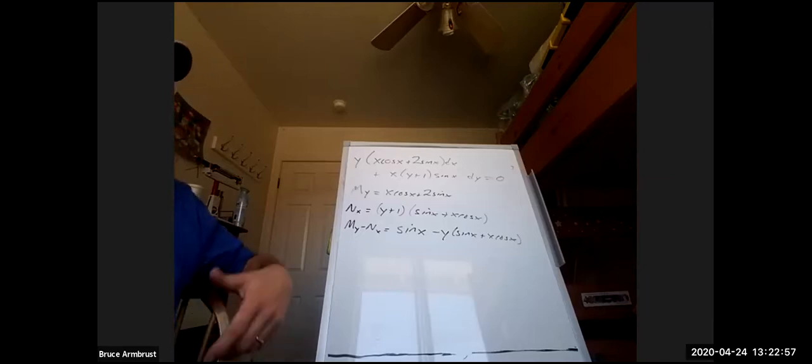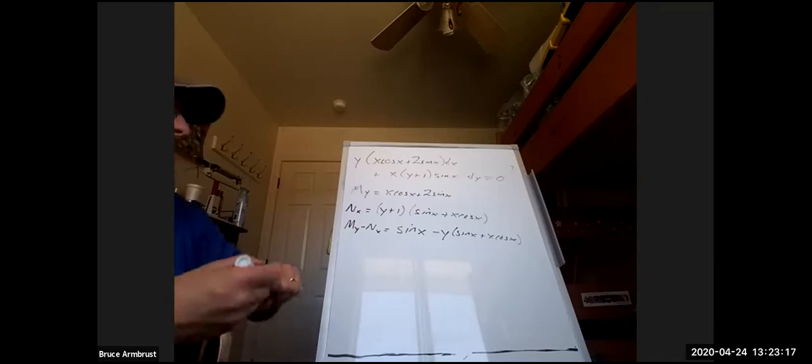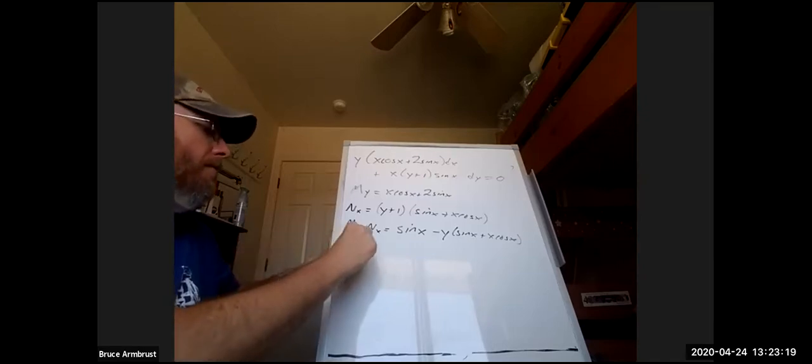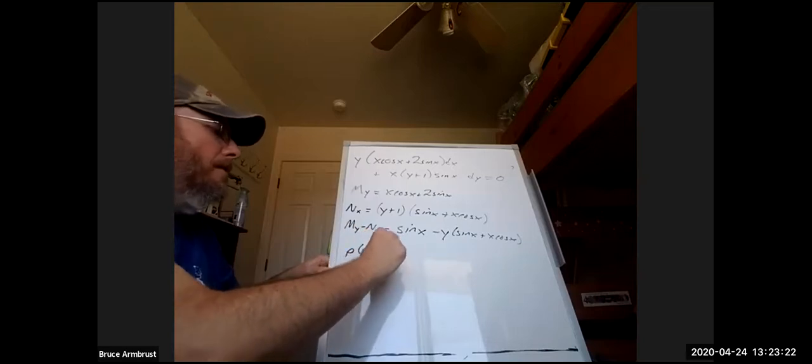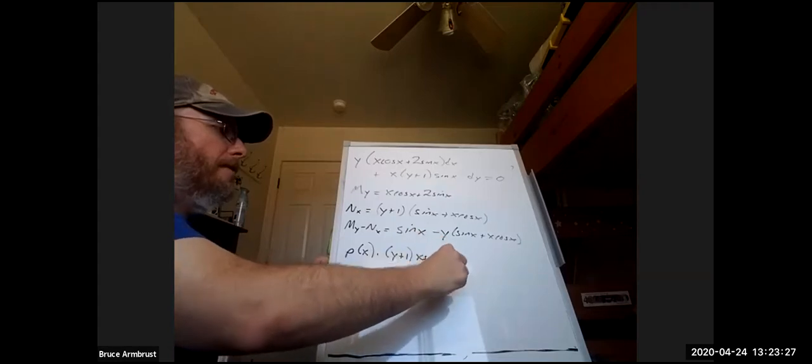All right, so now, just like before, we're going to see if we can write this as a product of some p of x and some q of y times the respective M's and N's. Okay, so let's just go ahead and do it. We're going to have p of x times N. So p of x times y plus 1 times x sine of x.